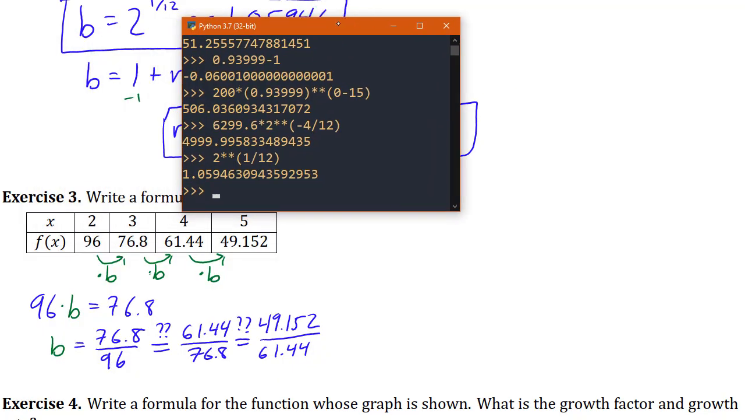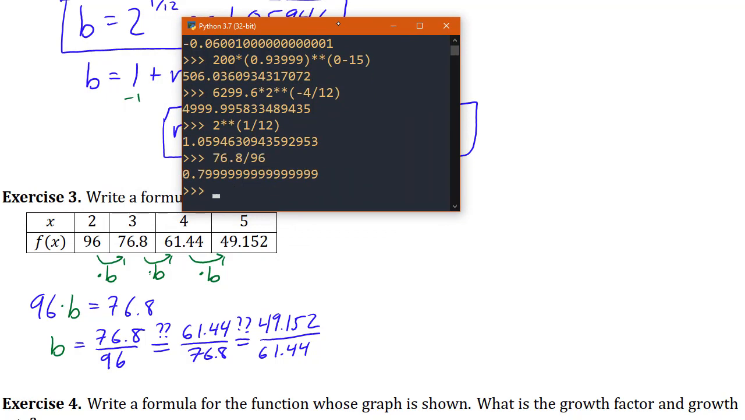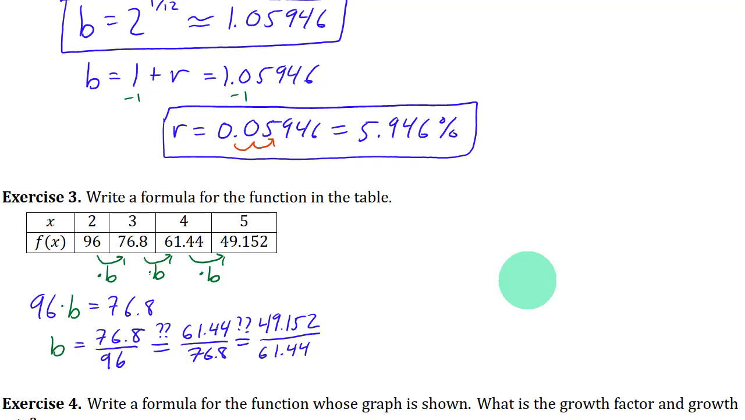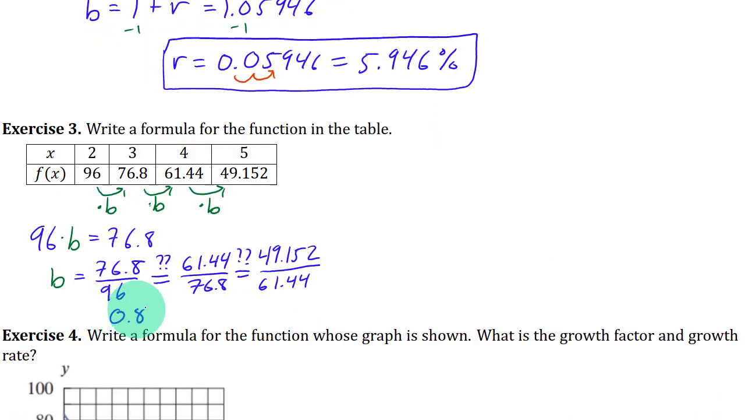Do all of these come out the same? 76.8 over 96 is about 0.8. 61.44 divided by 76.8 is 0.8. 49.152 divided by 61.44 is 0.8. So all of these are equal to 0.8. So you can conclude it's exponential. It's not a linear function or a quadratic function or any other kind of function.